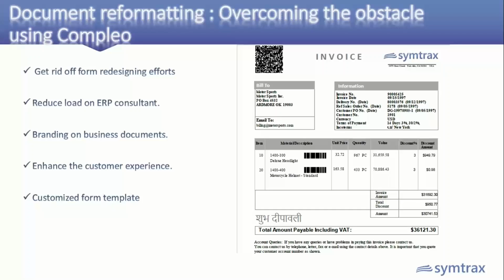We can do the conditional based formatting. For example, if you want to add different countries' currency, then we can bring that country's currency when that country's invoices we would like to distribute, likewise. Also, we can add multi-language text as well. So using Complio, we can do that without any programming because we can use your existing ERP forms.